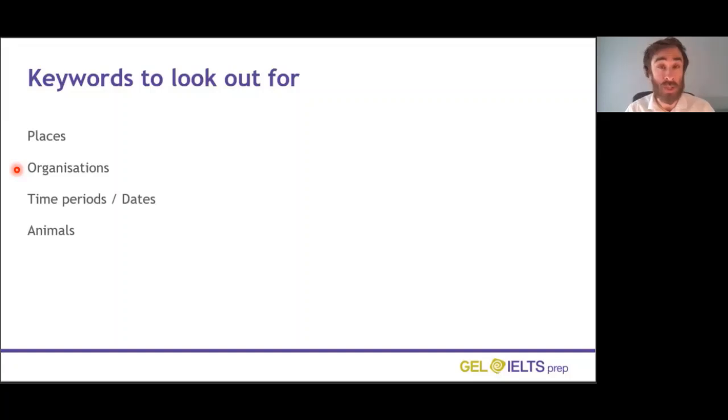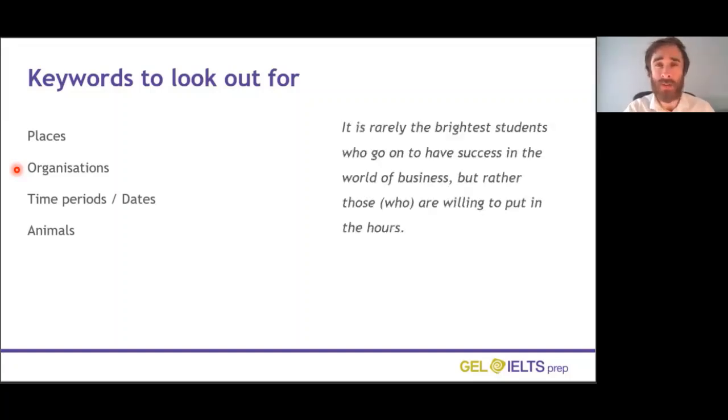One type of keyword which is good to look out for is adverbs of frequency. Here, the adverb of frequency is rarely. So it is rarely the brightest students who go on to have success in the world of business, but rather those who are willing to put in the hours. Here, rarely carries a very strong meaning, and it's easy to ignore these words, but actually it's very important. So in the text, we'd be looking for synonyms related to never or not very often, or this doesn't often happen, for example.